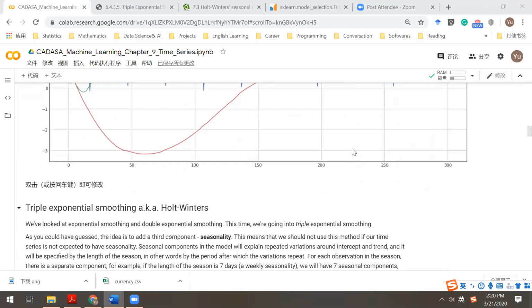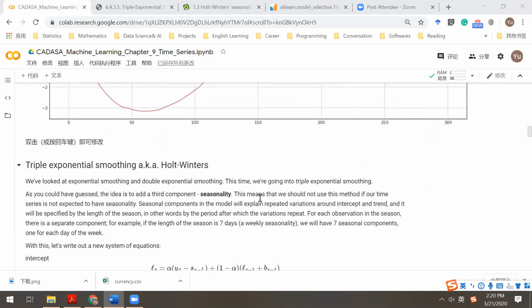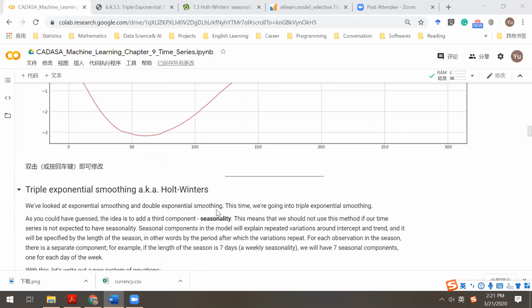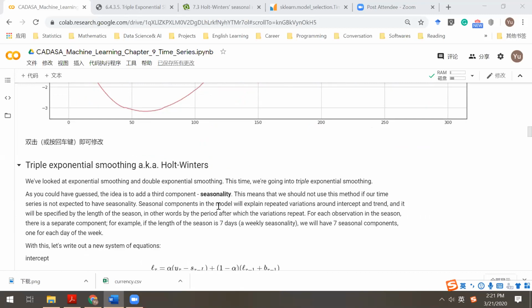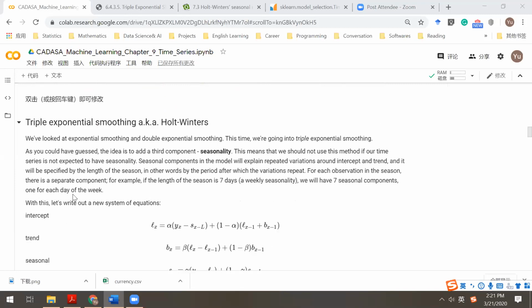So the next part is the triple exponential smoothing. It's also called the Holt-Winters method. As we said, many time series data have seasonality. But in the double exponential method, we didn't consider the seasonality factor, and that method cannot be used on data that have seasonality. So here we add another component to better model those data with seasonality.